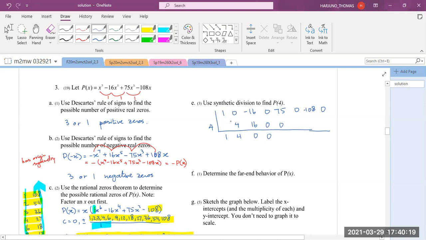Am I doing it right? 1, yeah, 2, 4, 16. This is 300. This is 1200. This is 4,368. So P of 4 is 4,368.